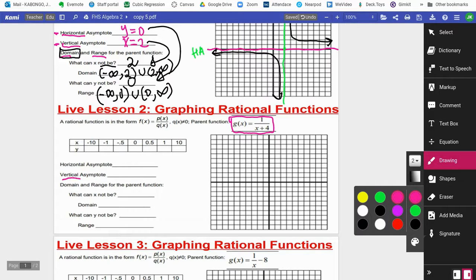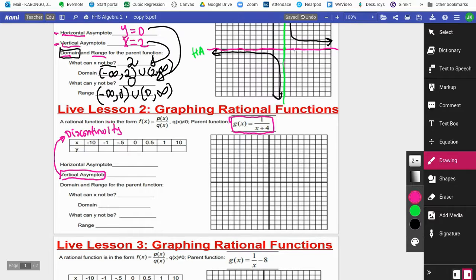Vertical asymptote can also be another word that they tend to use for it. It could be called a discontinuity. Just FYI, if they ask you what's the discontinuity, they're just asking you what's the vertical asymptote. Remember that, because there's a question like that on your quizzes.